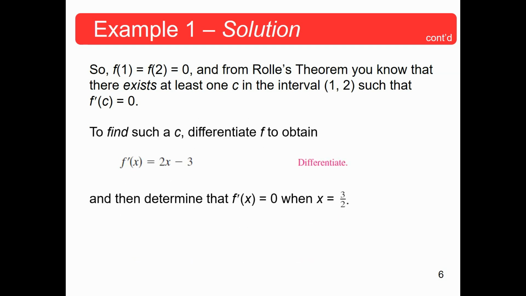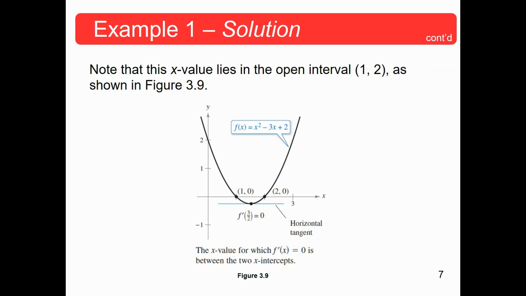So how do we do it? We find it by differentiating f. So when we differentiate our function, which was x squared minus 3x plus 2, we get 2x minus 3. We set that equal to 0, move the 3 over, divide by 2, and we get x equals 3 halves. Is 3 halves between 1 and 2? Absolutely. Directly between, as a matter of fact. And here we can see exactly what it looks like.